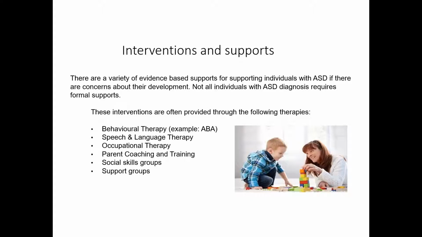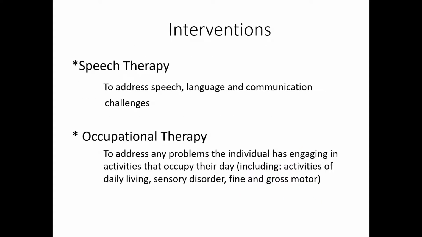Parent coaching and parent training, often parents will access these types of programs. Social skills groups, support groups. Another would be counselling and mental health resources, which is also very common for people on the autism spectrum to access. With speech therapy, they would address speech, language, and communication challenges. Within occupational therapy, they may address problems the individual has engaging in activities that occupy their day. This could include activities of daily living, sensory disorder, fine motor skills, and gross motor body skills.